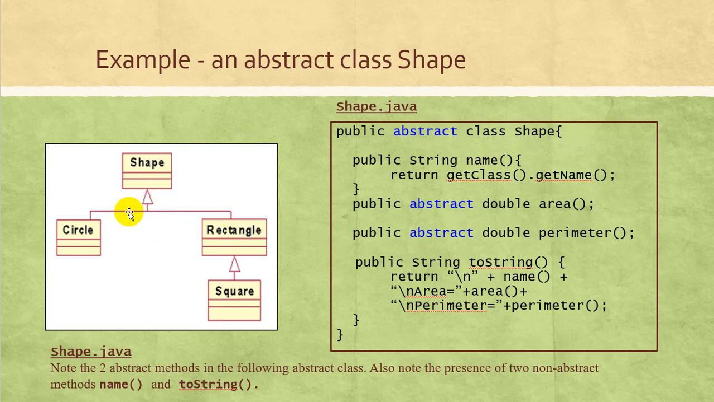As you can see, we have a shape, and the shape being extended by the circle and the rectangle. And rectangle then again has another subclass. So in that Java code, we have declared a shape as the abstract class, right? In the abstract class, it has three different methods, maybe four. Two of the methods have been declared abstract, but two methods are not declared as abstract methods. So these methods which have been declared abstract do not have their functionality.